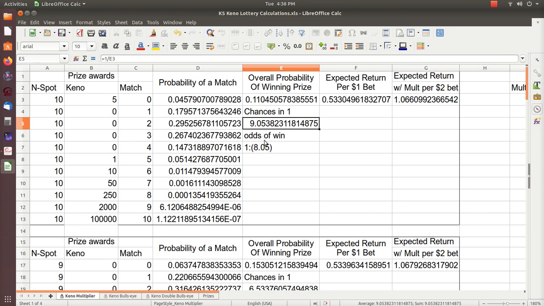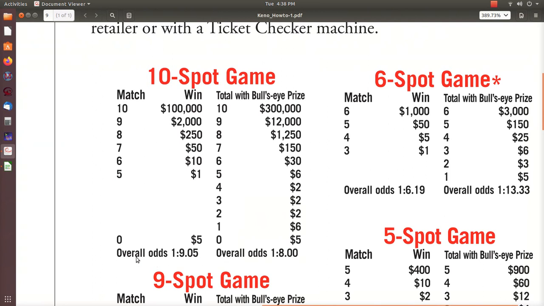Now, the odds of a win is what's called a ratio. So you take the probability of winning and divide it by the probability of losing, and that's the odds. And here it is 1 in 8.05. Now notice, look at the Keno Lottery brochure. It says the overall odds is 1 in 9.05. See, this is not odds. This is your chances in 1. This represents every 9.05 games you expect to win in base casino, right?